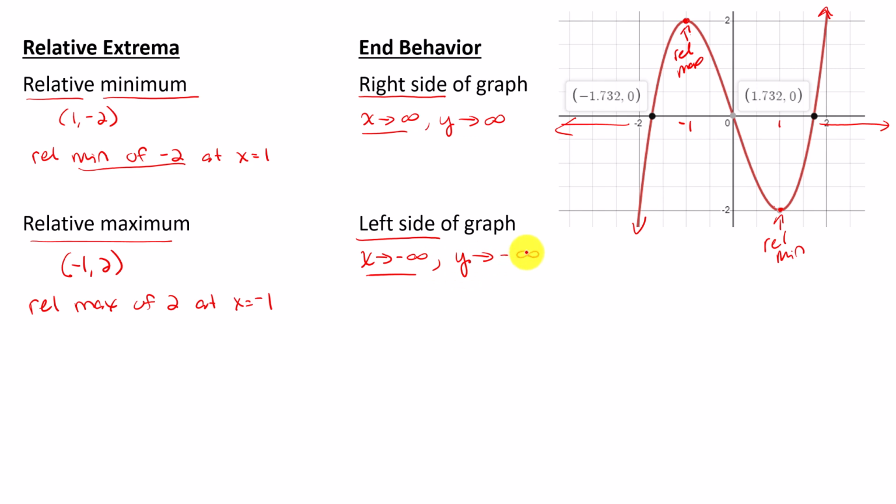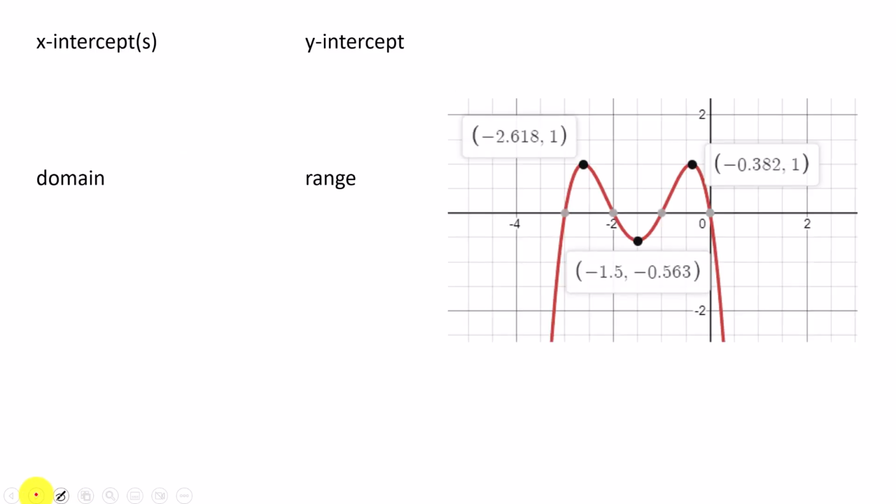And those are all the key features of our graphs. So now we're going to just practice with a couple examples. I want you to take a minute and I want you to look at this graph and I want you to identify your x-intercepts and your y-intercepts. And then check your answer with me.